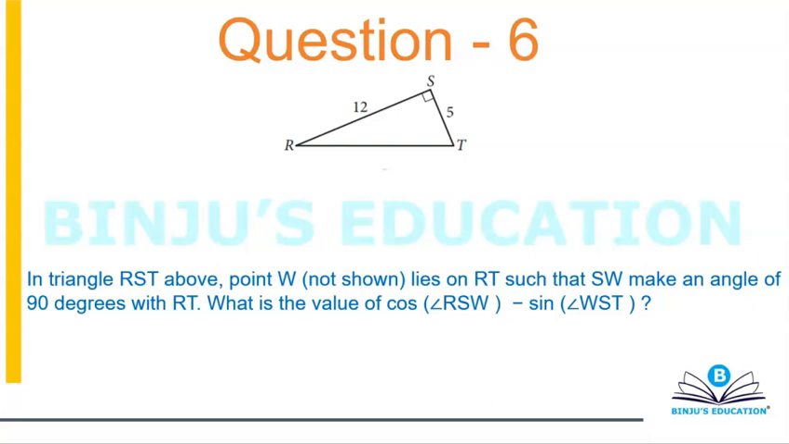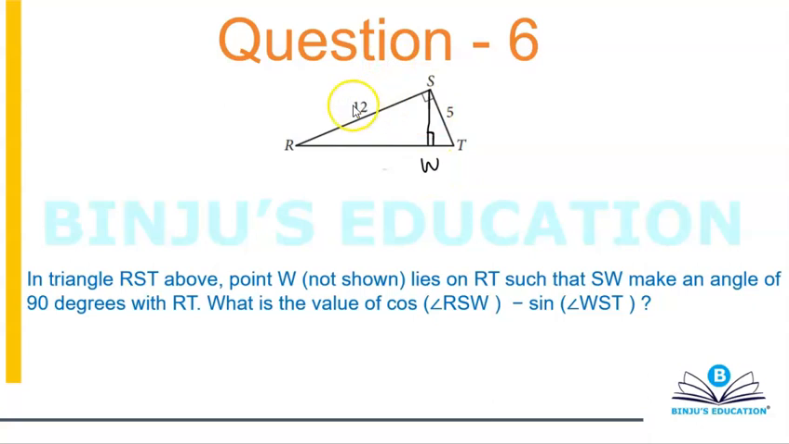All right, let's try this one. So in triangle RST above, point W, not shown, lies on RT such that SW makes an angle of 90 degrees with RT. Okay, so we're going to have W something like this, and this angle will be 90 degrees.